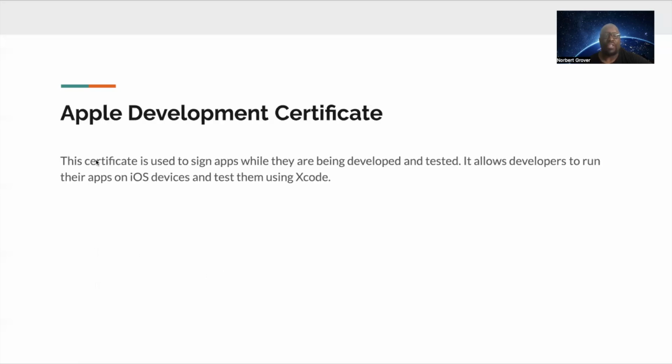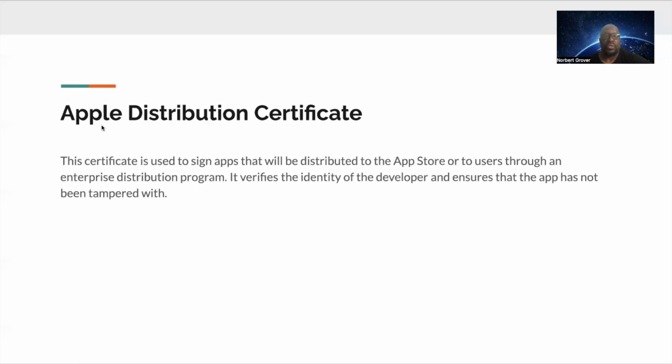So, Apple development certificates: this certificate is used to sign apps while they are being developed and tested. It allows developers to run their apps on an iOS device and test them using Xcode. An Apple distribution certificate is used to sign apps that will be distributed to the App Store or to users through an enterprise distribution program. It verifies the identity of the developer and ensures that the app has not been tampered with.